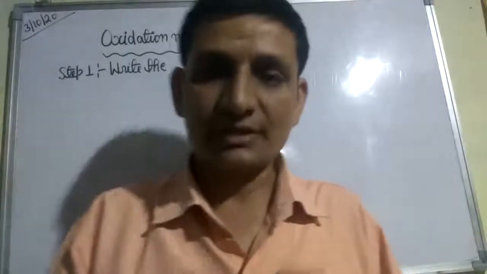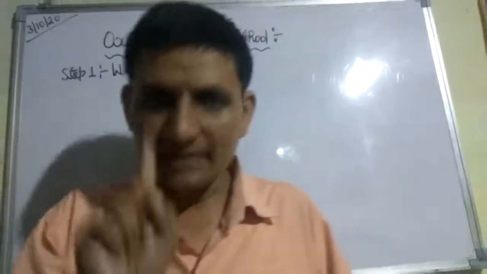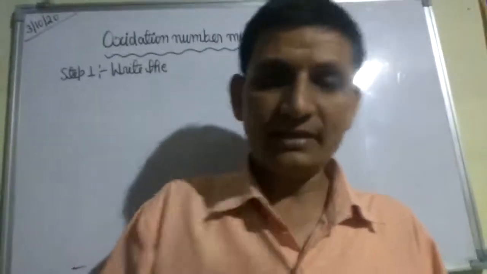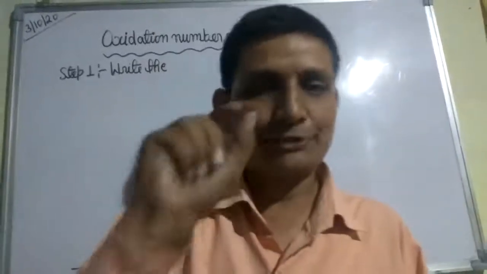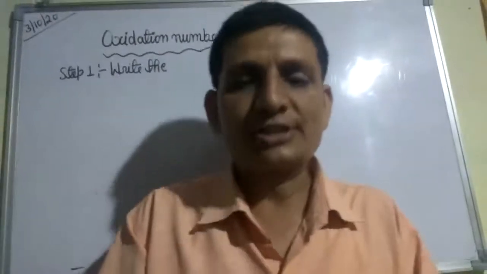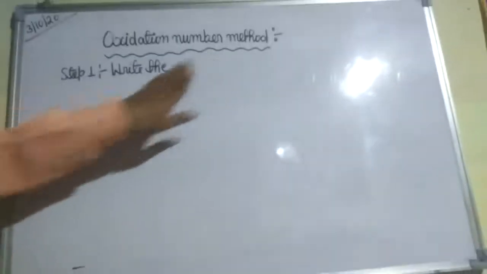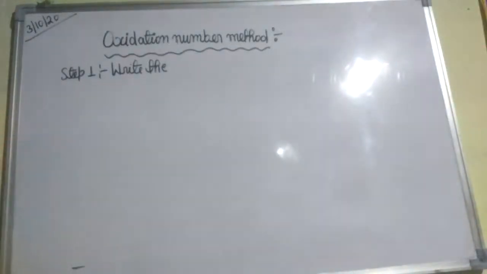Dear student, generally we balance a redox reaction in two ways. First, by the oxidation number method, second, by the half reaction method or ion electron method. In this video I am telling you the oxidation number method. So look here, oxidation number method. Step 1 is write the skeleton equation for the redox reaction.